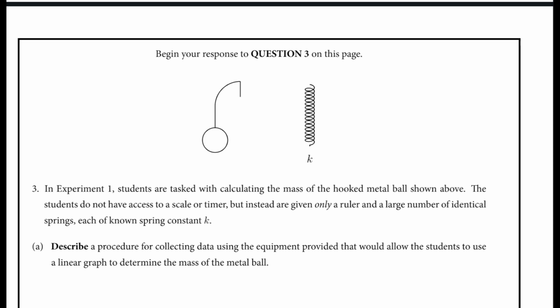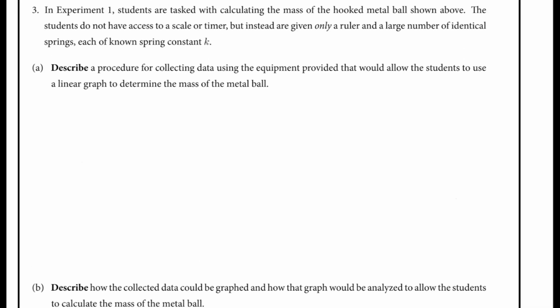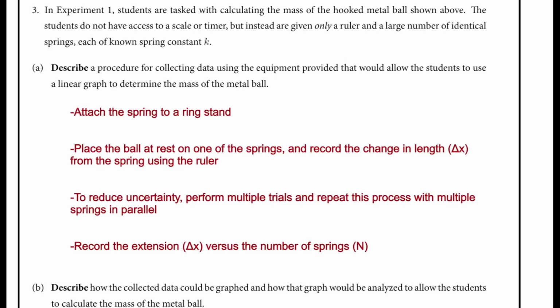So given the fact that it's a hooked mass and springs, we know this is a Hooke's law extension sort of thing. So the key here is, yes, we're going to hang the block by the spring, but because we have multiple springs and we want to get multiple data points, we're going to start hanging these springs in parallel and suspending the ball from multiple of these springs at once, because spring constants just add in parallel. So essentially that's my procedure. I could imagine there are others out there that are also valid. Just assume this was the intended solution.